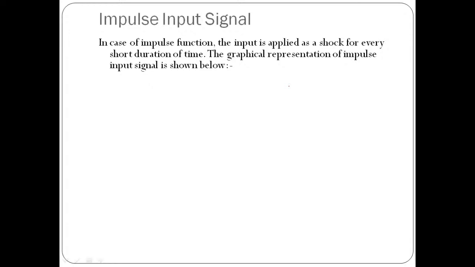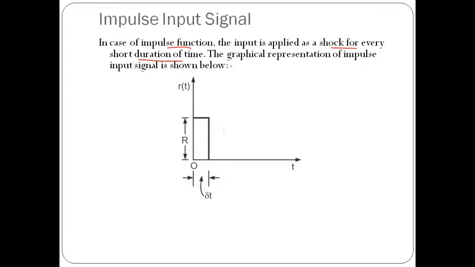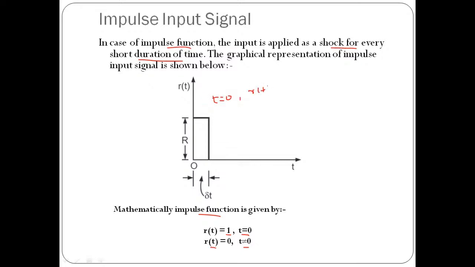Last one is impulse, where we provide input, and the very next moment we take away the entire applied input. So in the case of the impulse function, the input is applied as a shock for a very short duration of time, and graphically it is something like this. Mathematically, the impulse function is given as r of t is nothing but 1 for t equals to 0, and that is 0 for t not equals to 0. That means this particular signal appears for a very short span of time. At t equals to 0, the signal is there. At t not equals to 0, the signal is 0. That is the definition of impulse.